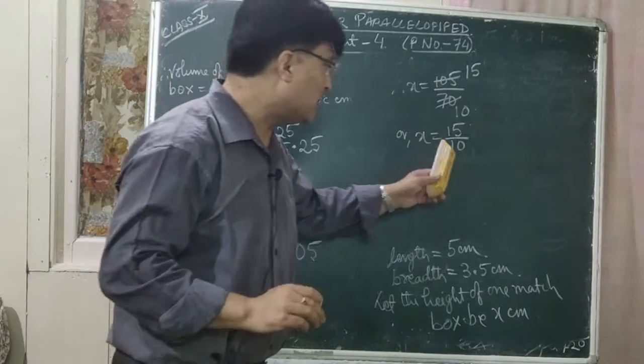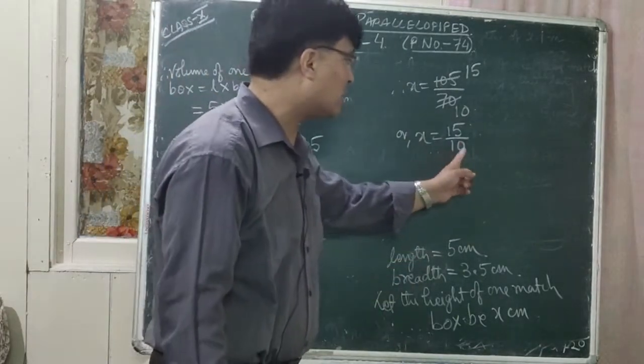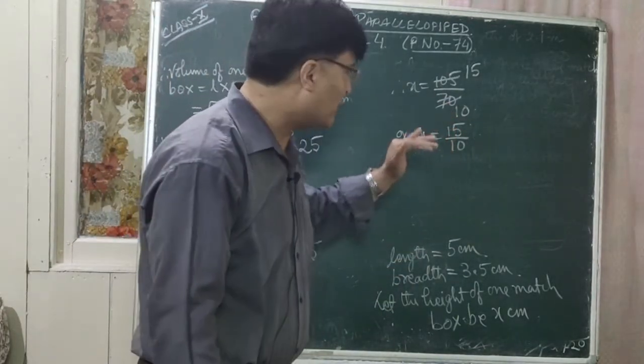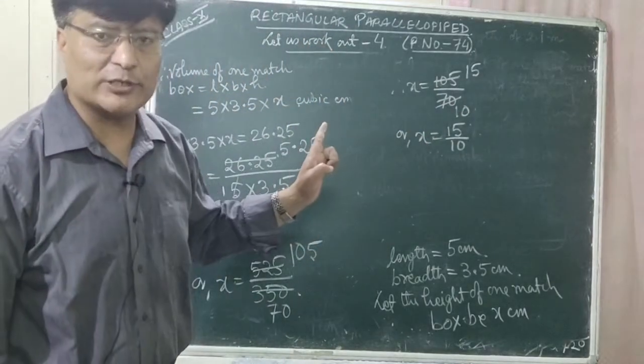Okay. Now in this case, in the denominator, after 1 there is only 1 zero. So how can you divide 15 by 10? Direct like that is the answer.